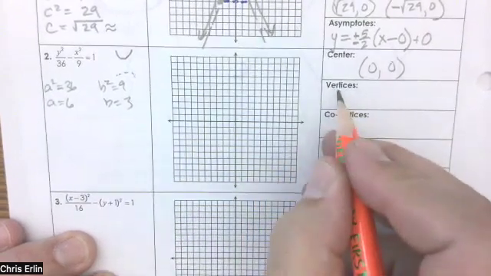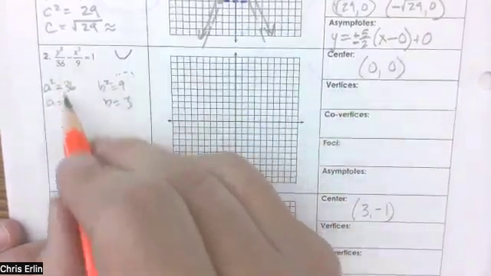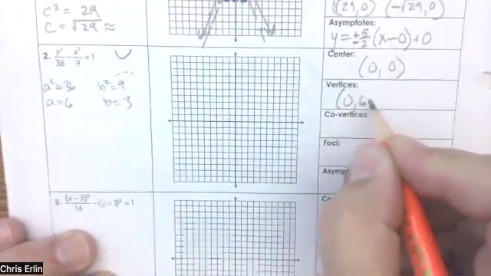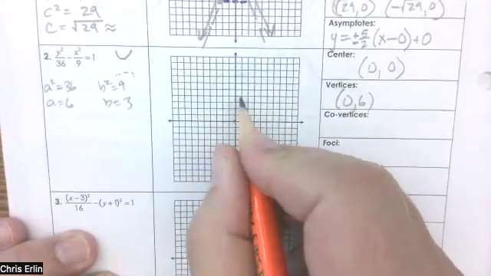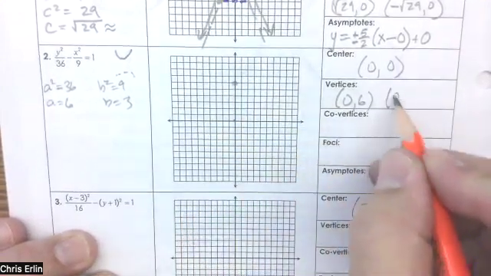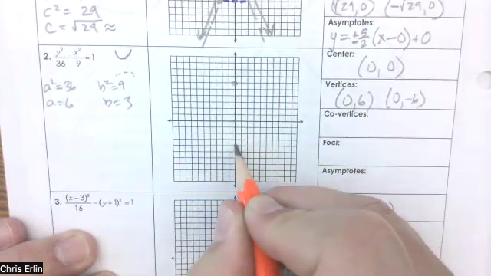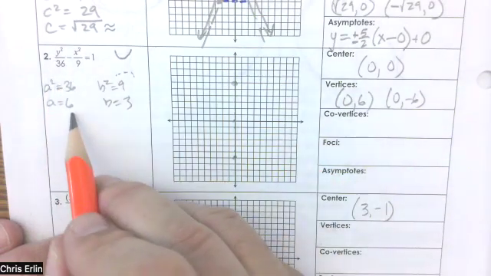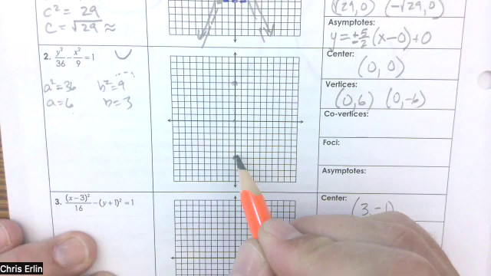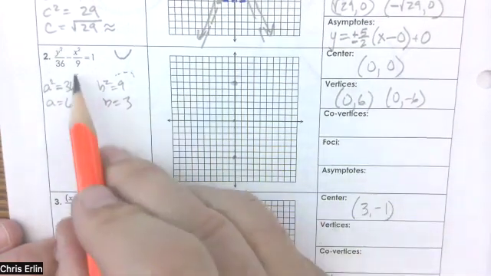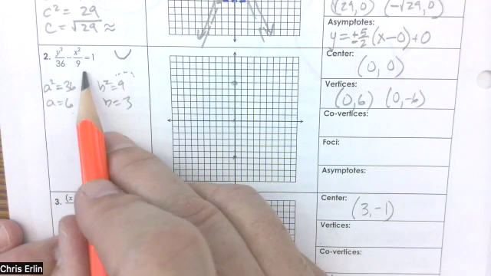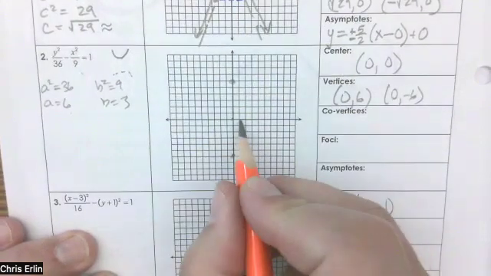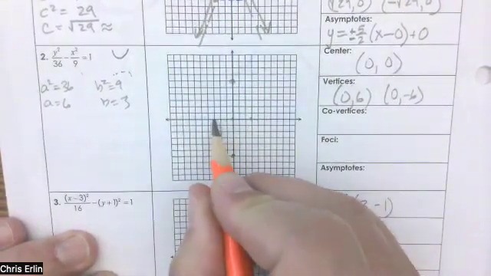which means the vertices are going to be the ones where I'm adding on the A in my Y direction. So I'll have 0, 6 going up, and 0, -6 going down. Just like we did in an ellipse, because the thing under Y is a 6 squared, I'm going up and down 6. And because the thing under the X squared is 9, how much am I going left and right from the center? 3. 1, 2, 3, 1, 2, 3.